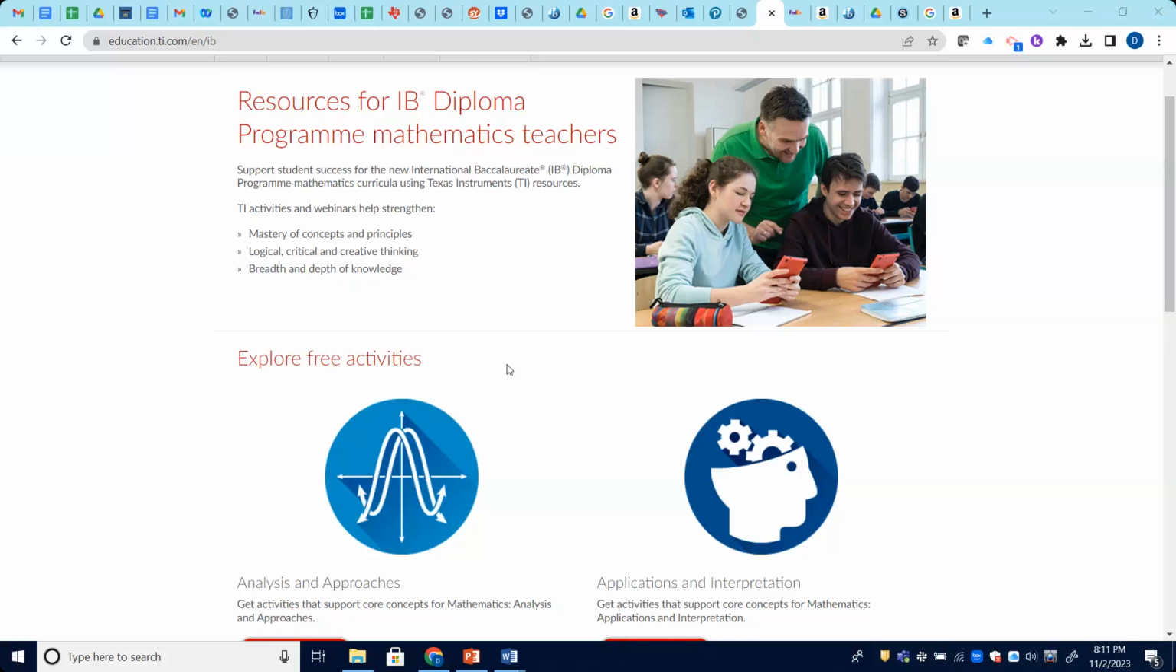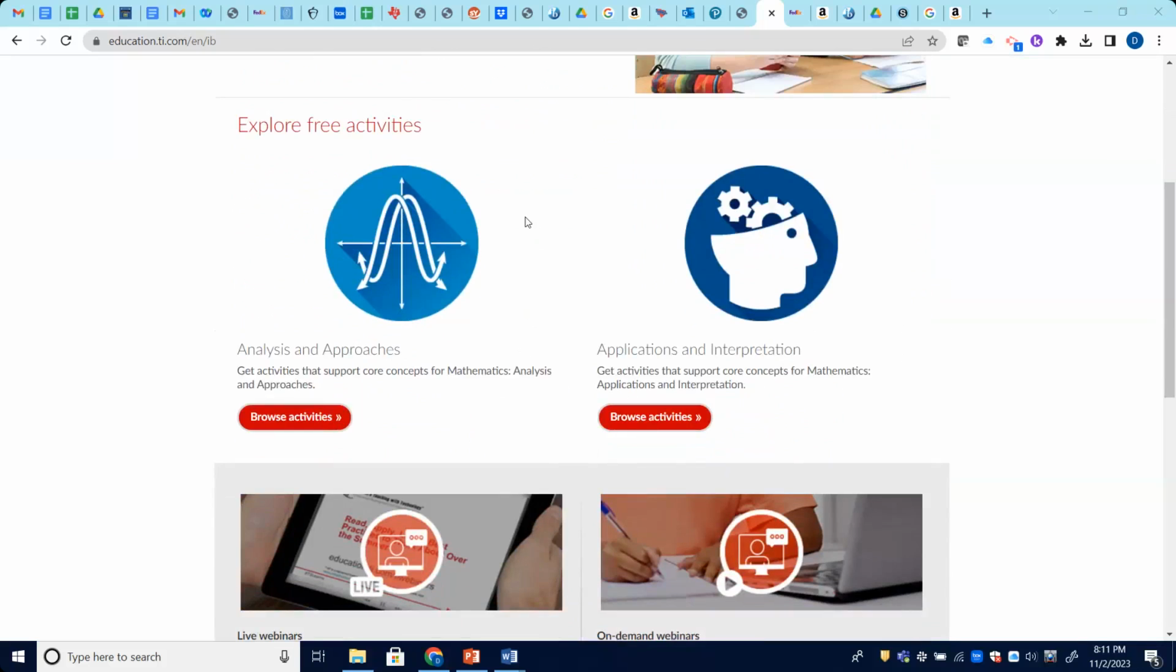So on this page, we see just a quick overview, and then you'll see the first thing that's on the page. We have the activities. That's the main highlight for this website, and there are a few drop-down menus that you're going to go through to get to what you want. I'm just going to click on the analysis and approaches to start.